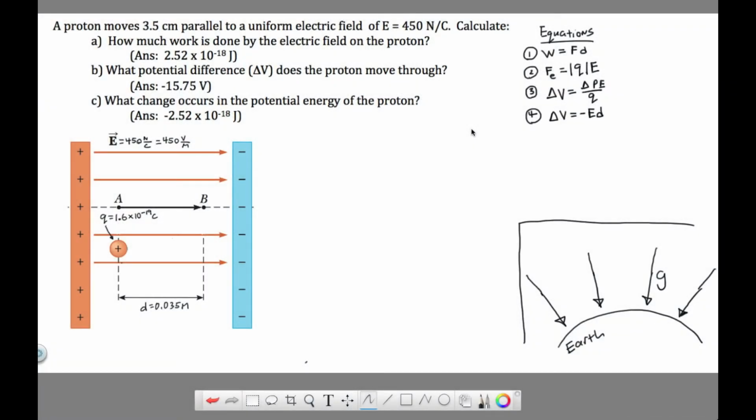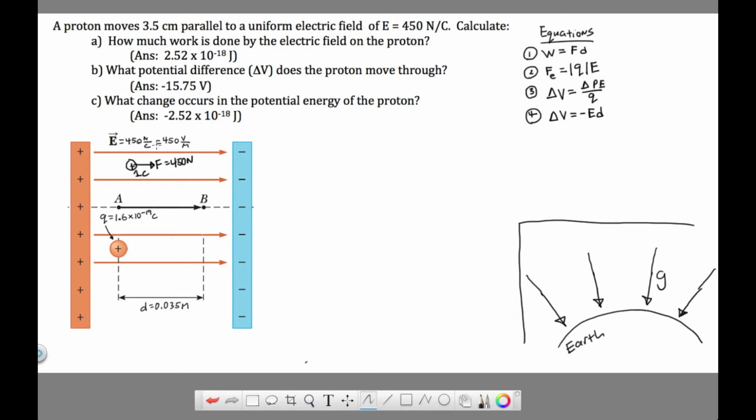All right, so here we have an electrical energy problem, a proton moving parallel to a uniform electric field. We're given the strength of the electric field is 450 Newton per Coulomb, which is equivalent to 450 volts per meter. Newton per Coulomb is the force perspective. What that's saying is if you stuck a charge in this field, and if that charge were 1 Coulomb, then the force that the field would exert would be equal to 450 newtons.